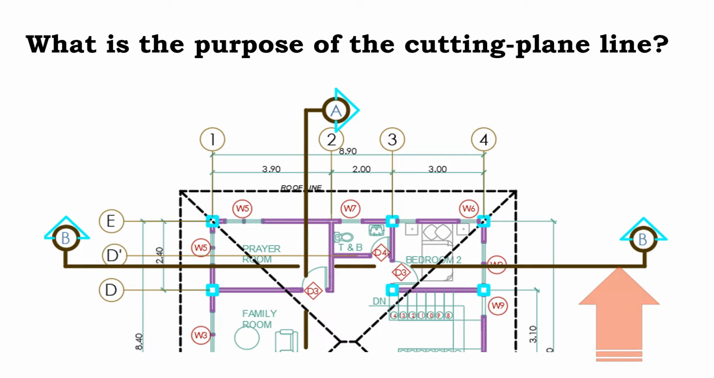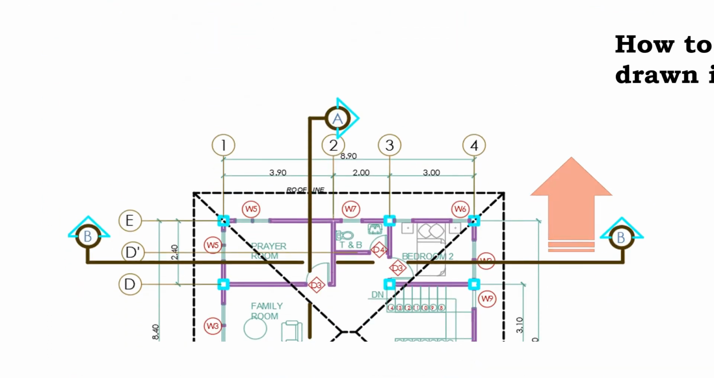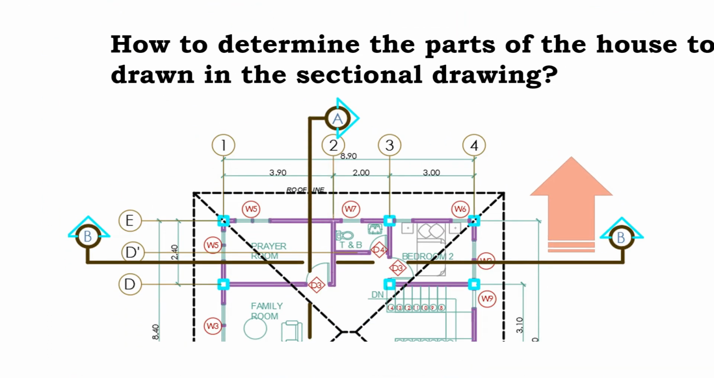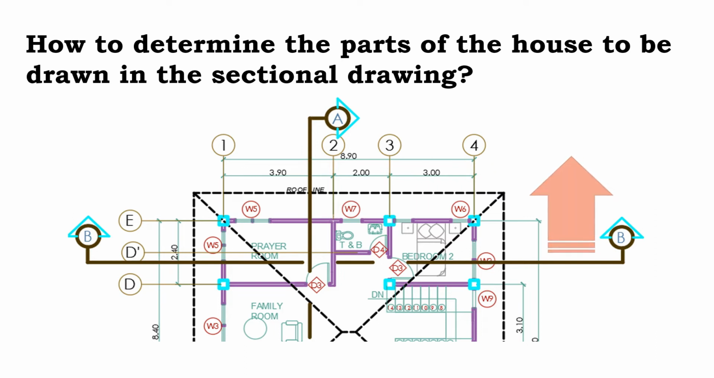The main purpose of the cutting plane line is to show the exact location of the cutting plane. The cutting plane is an imaginary plane used to cut the object at a certain point as a reference in drawing the sectional view.